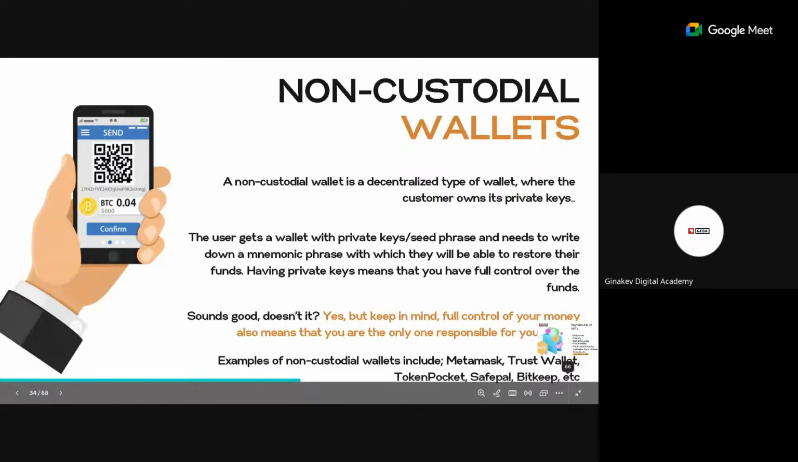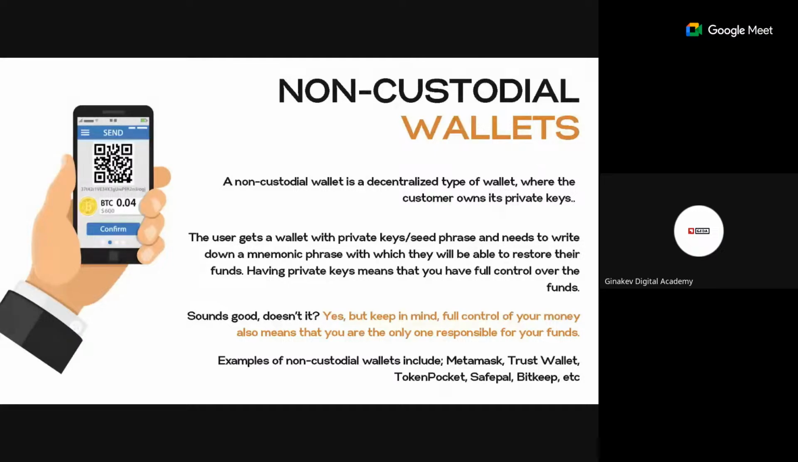And then we start blaming it on trust. We say it's MetaMask that has gotten a bug, not knowing that the bug is living in the same house with the wallet owner, right? So now there's something that was added here. Sounds right, doesn't it? Yes, but keep in mind, full control of your money also means that you are the only one responsible for your funds. If your funds go away, there is no way you can get it back.